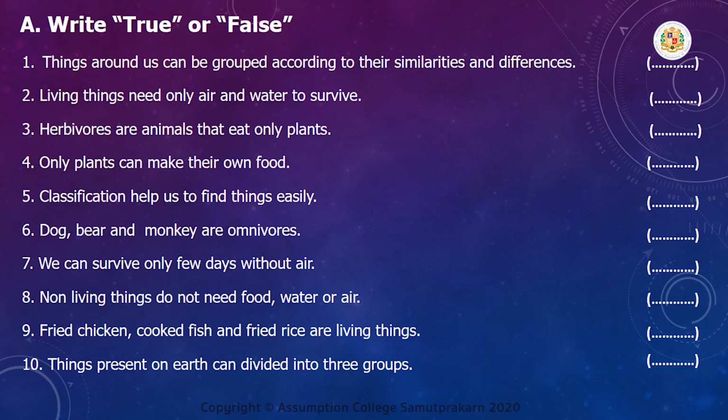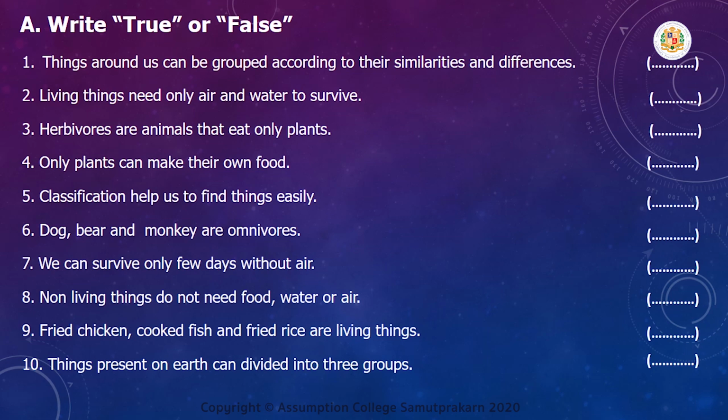Number 6. Dog, bear, and monkey are omnivores. Number 7. We can survive only a few days without air. Number 7. We can survive only a few days without air. Number 8. Non-living things do not need food, water, or air. Number 8. Non-living things do not need food, water, or air.